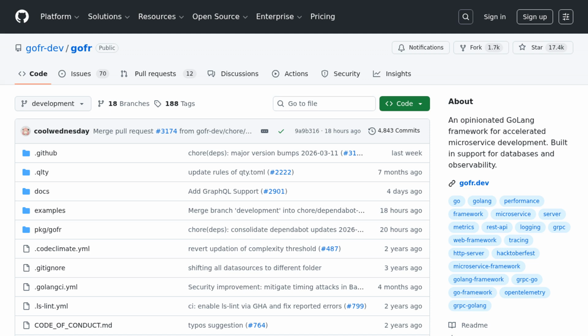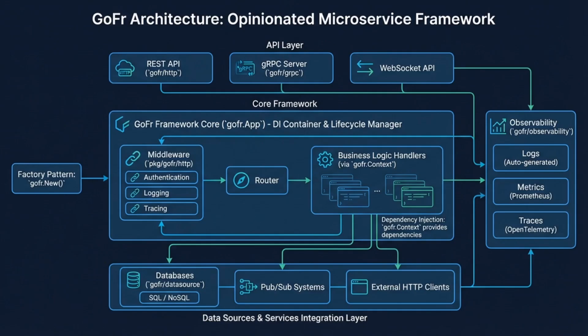gofr, from developer gofr-dev, is a highly opinionated framework for the Go language. It was built specifically to speed up microservice development. The goal is to eliminate the tedious setup for things like databases and observability, handling it all right out of the box. The project has seen some serious traction, pulling in over 17,400 stars with a spike of more than 600 in just one day. It's even been included in the CNCF landscape, a clear sign of its growing importance in the cloud-native world.